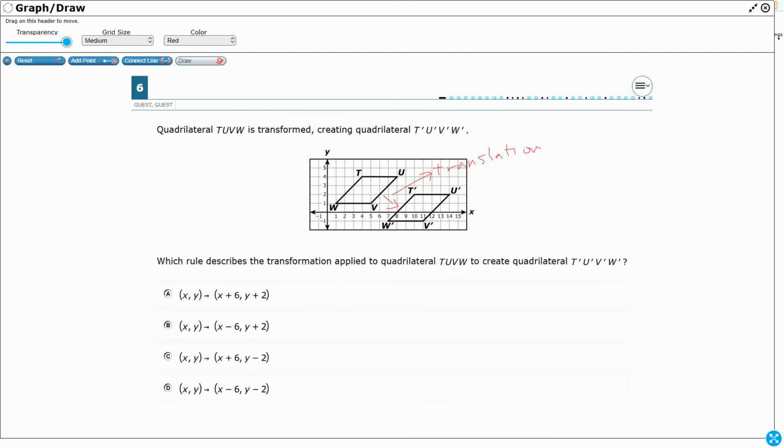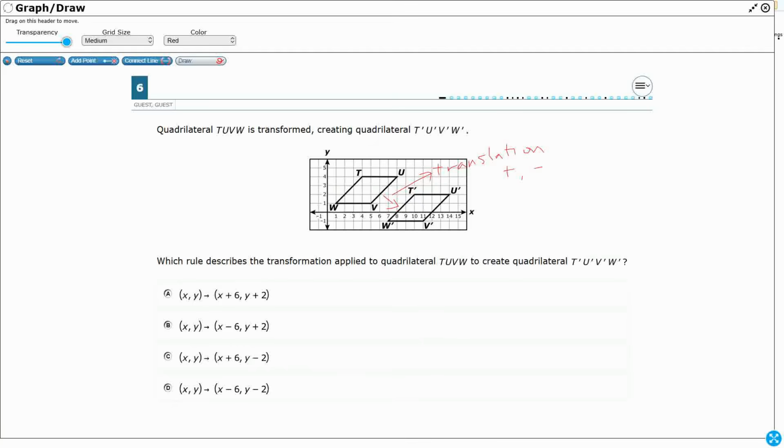So when we translate, it's going to be adding or subtracting. We're just sliding the x and y values. We're not multiplying. If we multiply, that's a dilation. Okay? And so we don't have any multiplication here, so we don't have to worry about that. But if you did see a multiplication, we can get rid of that because that's a dilation. That's where we change the size, but we keep it similar.